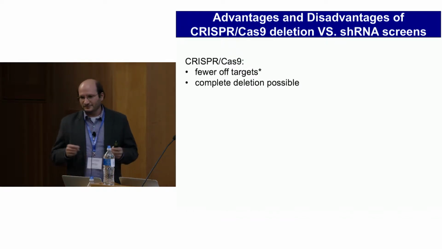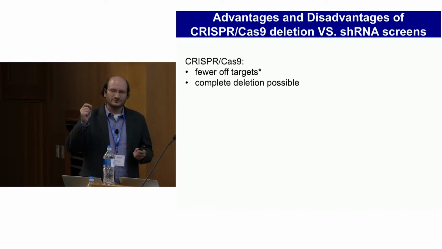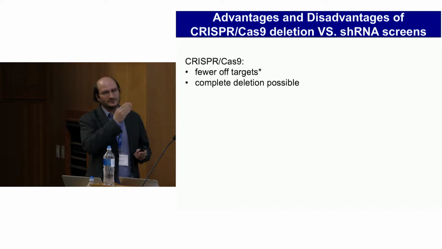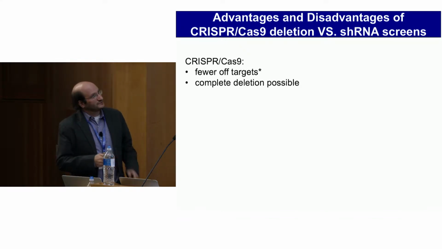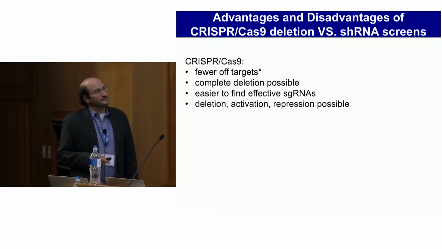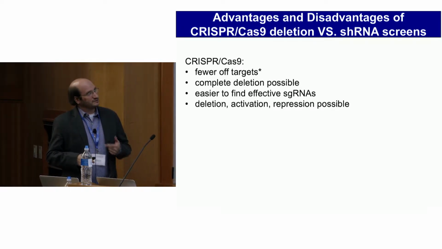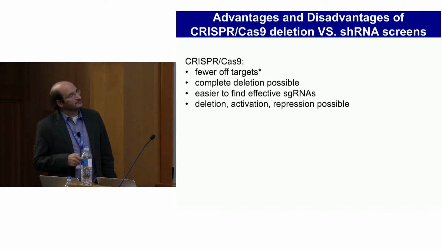Having said that, if you look, for example, at what Luke had showed for that single GFP knockdown, it tends to be much, much more specific than RNAi, certainly. It's possible to completely delete genes. It's much easier to find effective guide RNAs. Not only can you delete genes, but as Luke has elegantly shown, you can also activate and repress gene transcription.